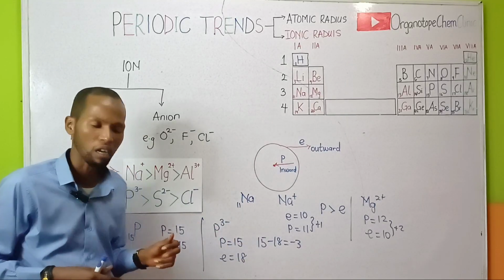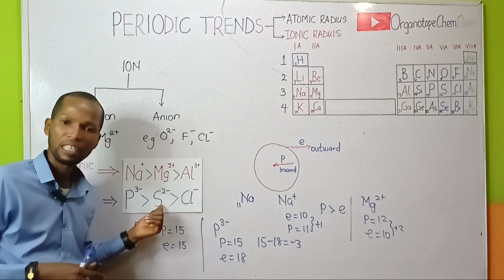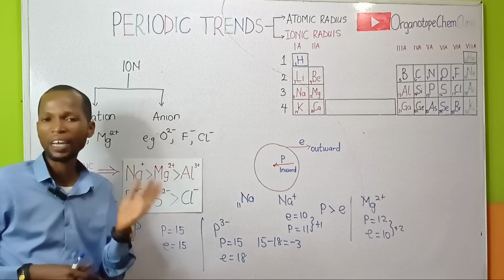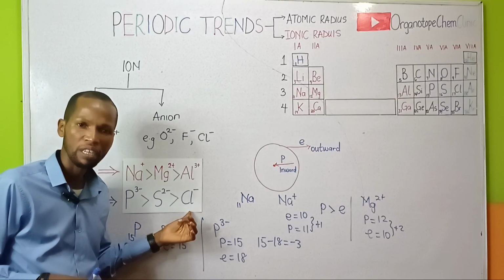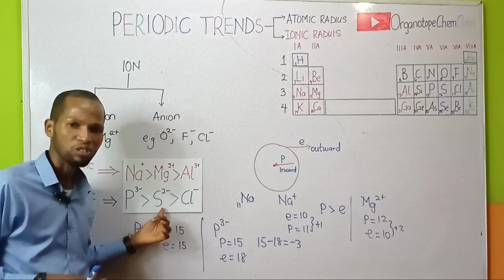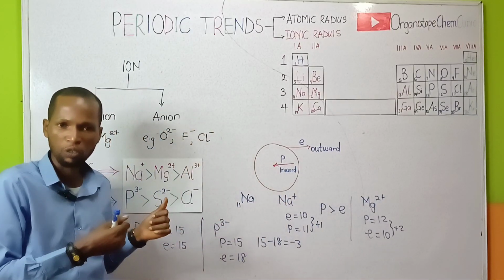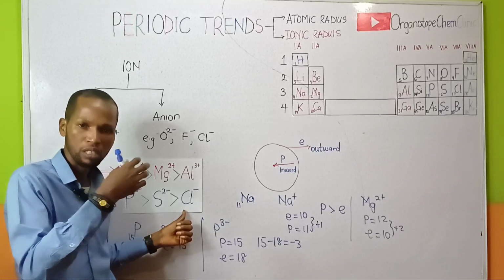In chlorine as well, the atomic number in chlorine is greater than the atomic number in sulfur. So the atomic number is equal to the proton number. Since the proton number in chlorine is greater than that in sulfur, it causes further pull of the electron towards the nucleus. Therefore, the ionic radius becomes smaller.